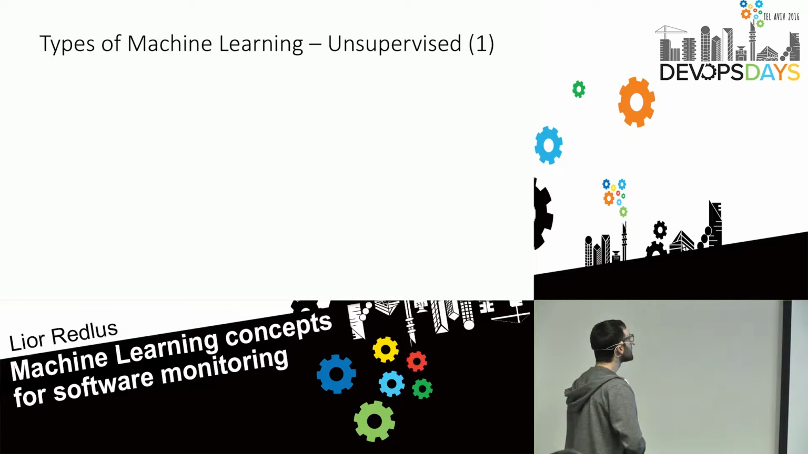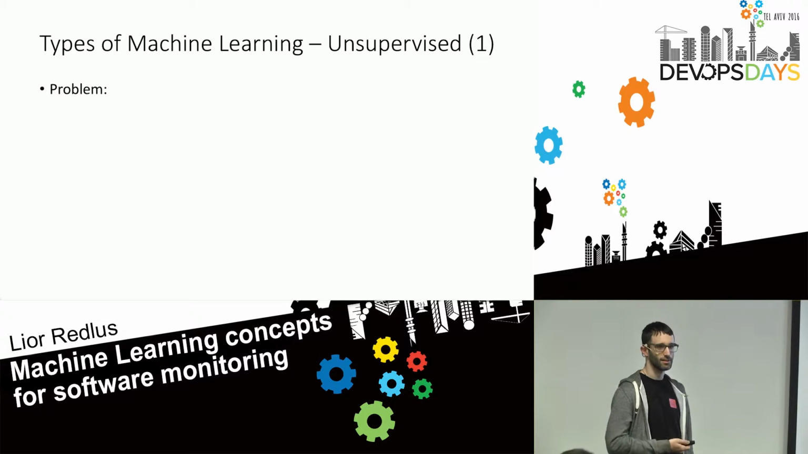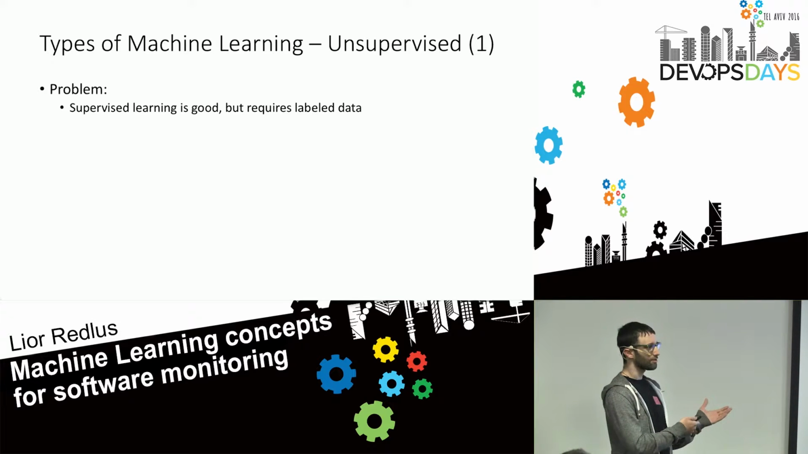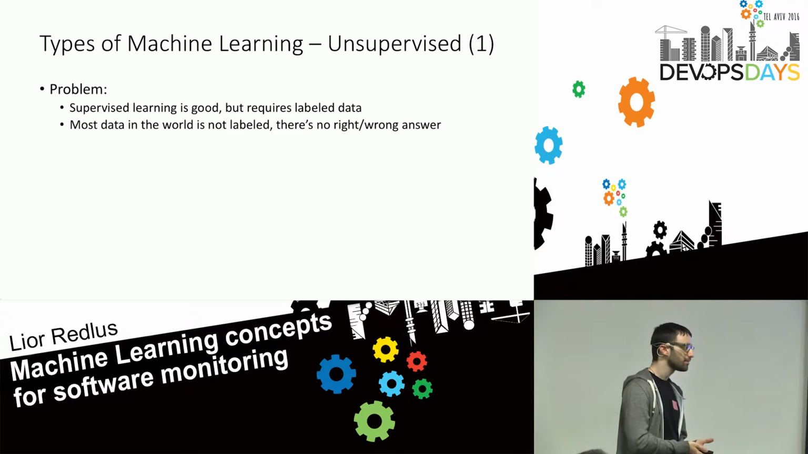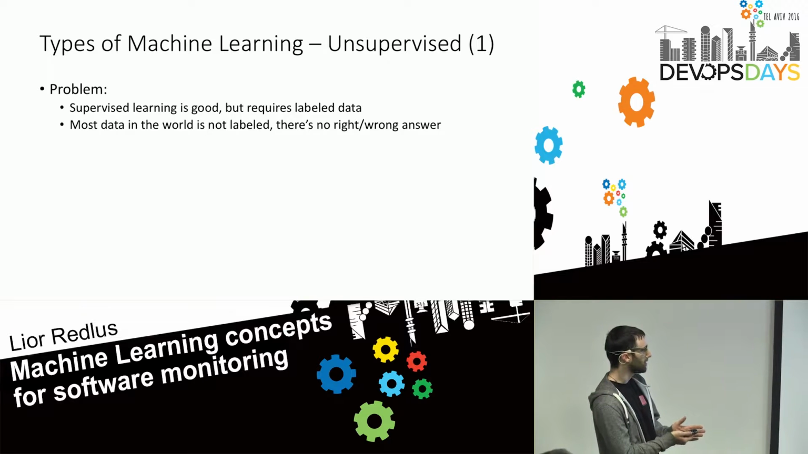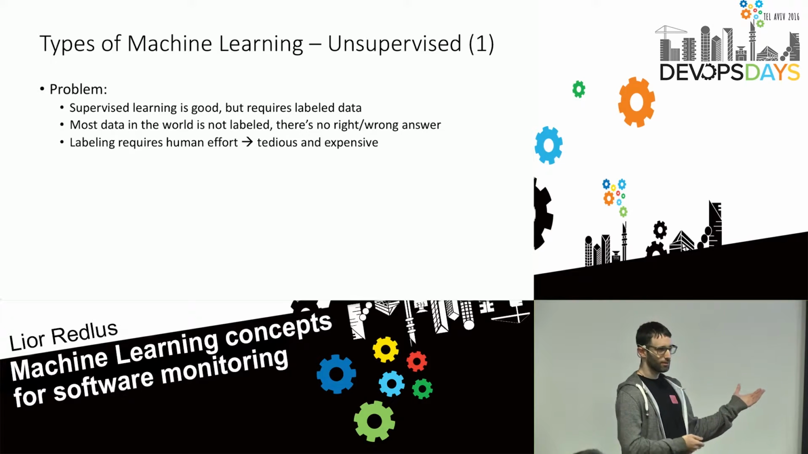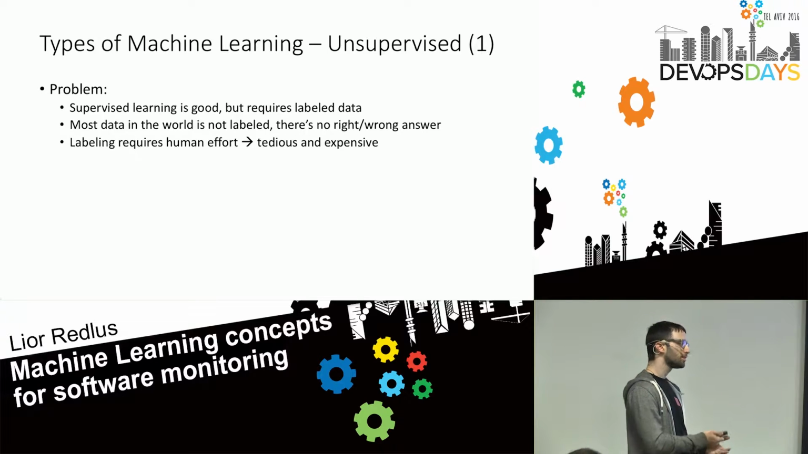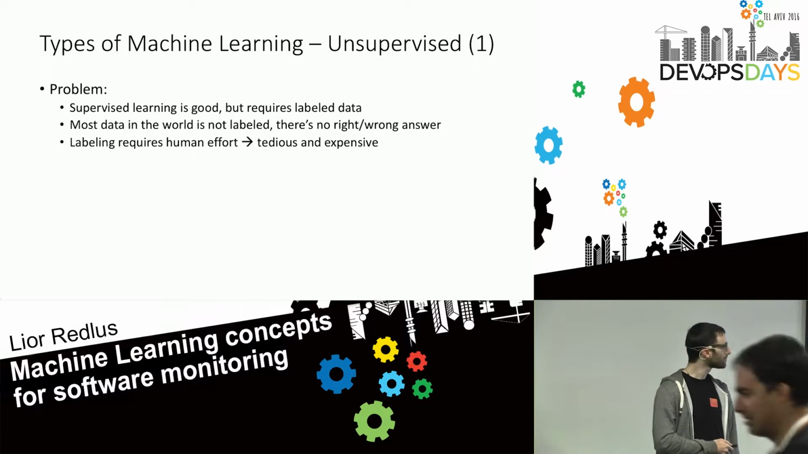Unsupervised learning is a different kind, and it attacks a problem that we have with supervised machine learning. The problem is that it gives good results, but it requires us to have a lot of labeled data. And labeled data is quite sparse, and we don't always have the good and bad answers for this data. If we want to label unlabeled data, it is a human effort which takes a lot of time and a lot of energy.